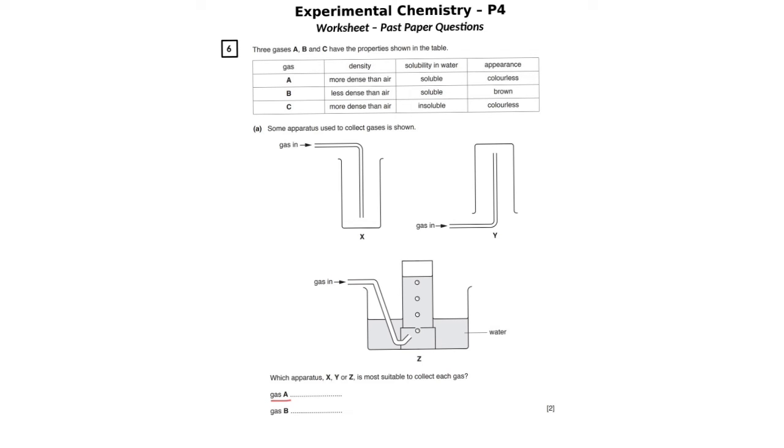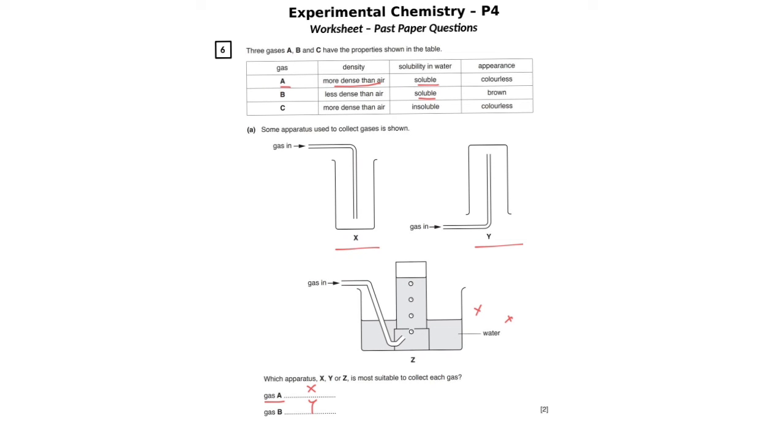Gas A. Let's look at the properties of gas A. Gas A is more dense than air. If it's more dense than air, obviously it will go downwards, downward delivery. And it is soluble in water, so you cannot use collection over water, right? So you'll have to pick X here. And gas B is less dense than air, then obviously you'll have to do upward delivery method. Again, it is soluble in water, you cannot use water. So this would be Y.